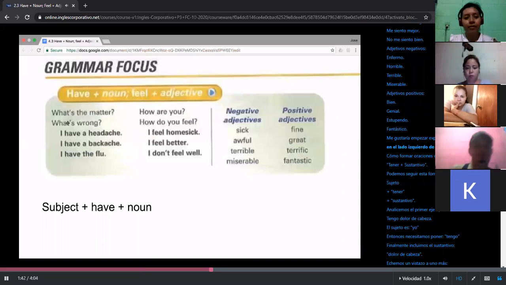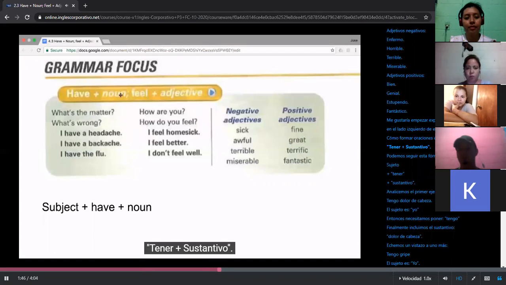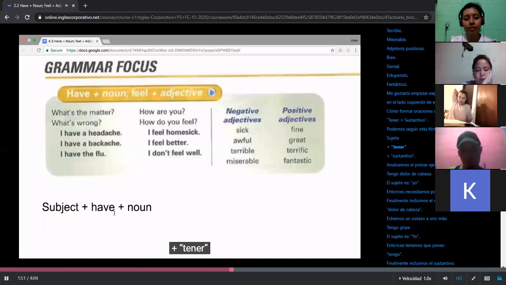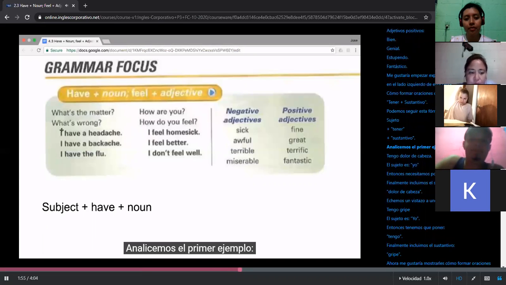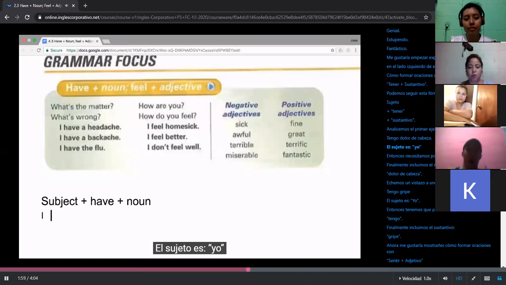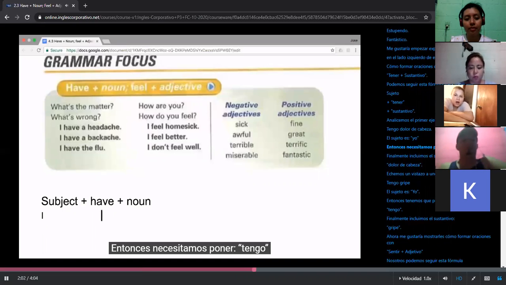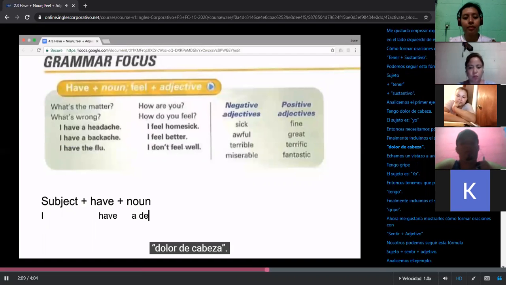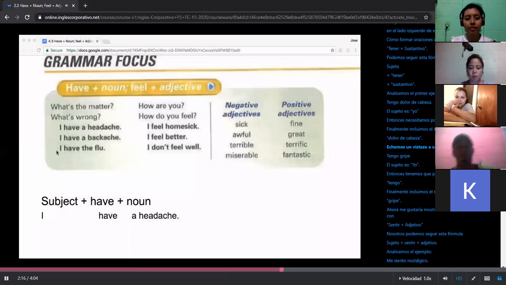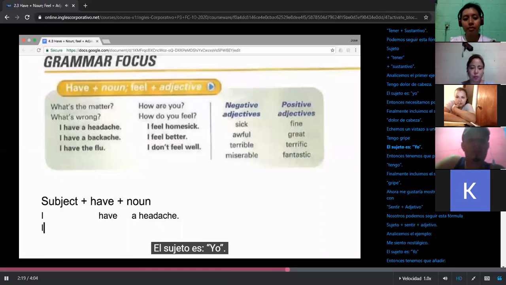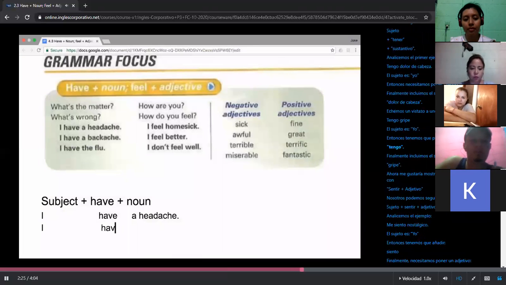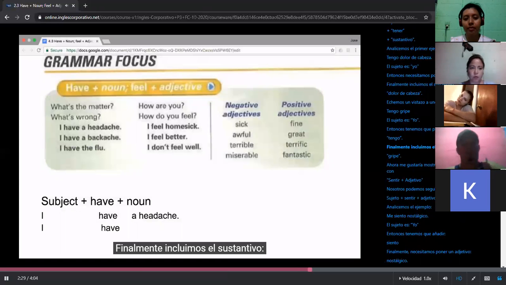I would like to start by explaining the examples on the left-hand side of this chart. How to form statements with have plus noun. We can follow this formula to do that: subject plus have plus noun. Let's analyze the first example. I have a headache. The subject is I. Then we need to put have. Finally, we include a noun, a headache. Let's take a look at one more example. I have the flu. The subject is I. Then we need to put have. Finally, we include the noun, the flu.